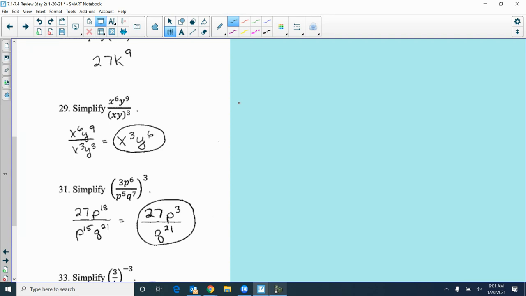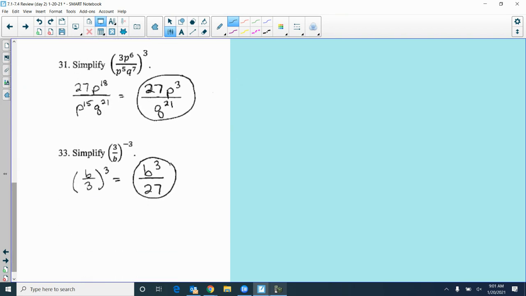Good. You got p to the 18th, you got p to the 15th. You cannot leave 2 p's running around in your problem. Okay, so that would be p to the third. All right, and 33. I got b cubed over 27. For that one, this is similar to what Mr. Schler just did. If you got a negative exponent on a fraction, flip it. Okay, make it a positive exponent. Now you got b cubed, 3 to the third. Do not leave any number to a power. Like 2 cubed is 8. 4 squared is 16. Make sure you do that.